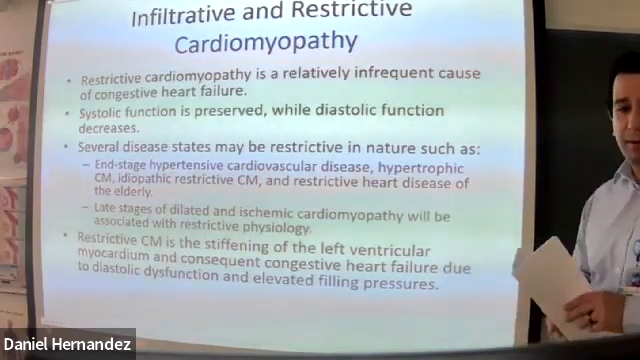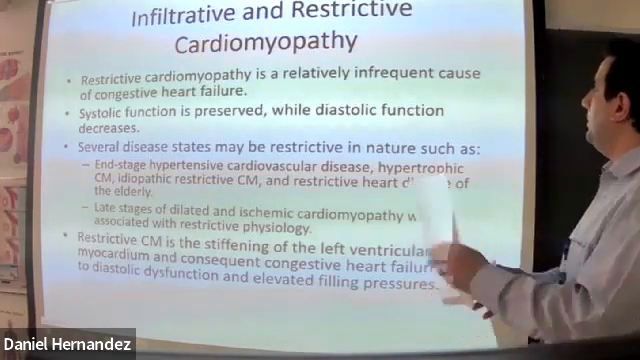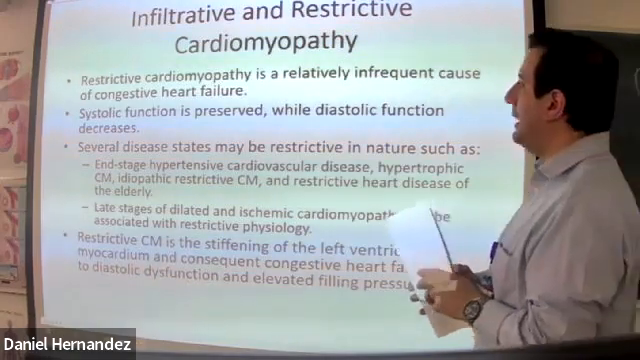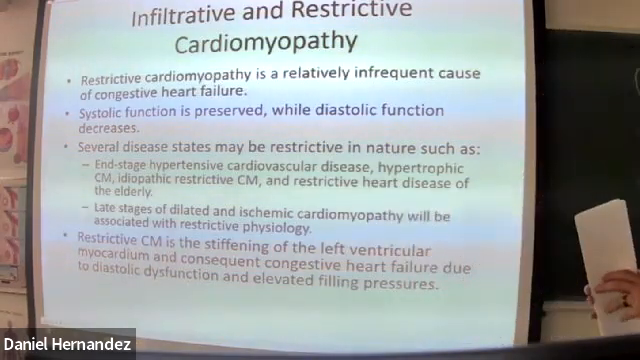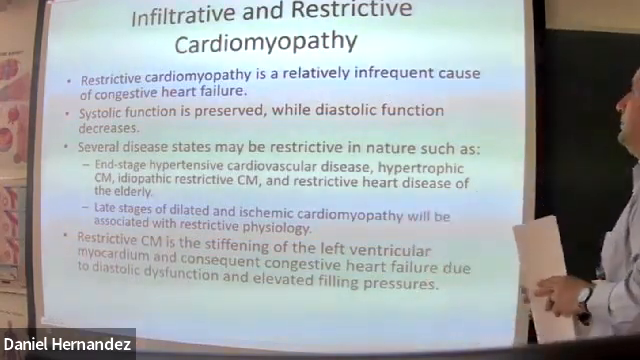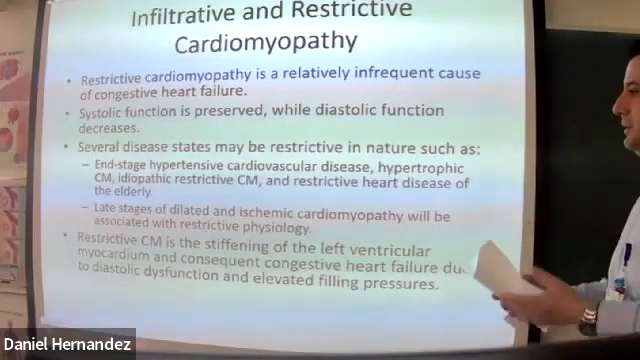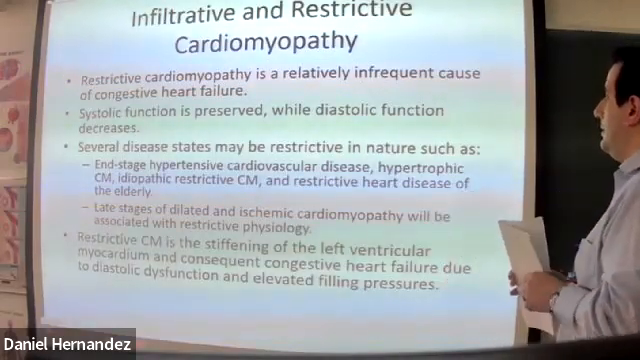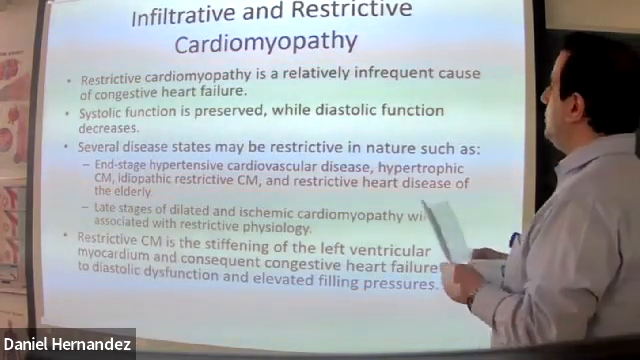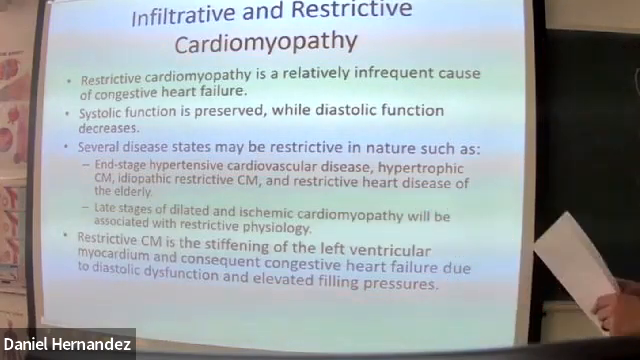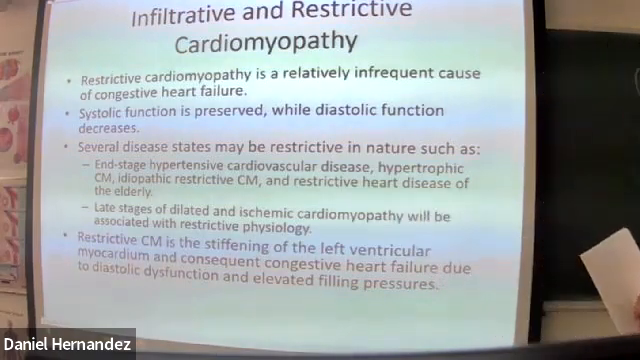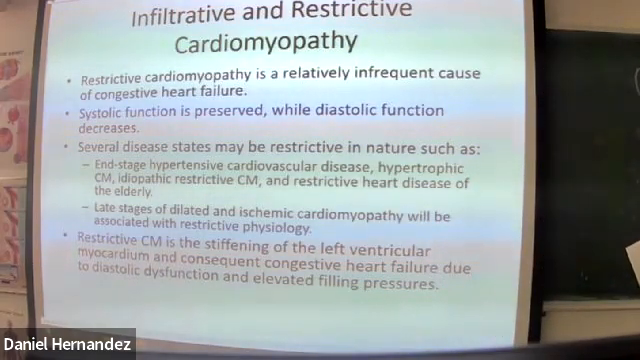So the final form of cardiomyopathy that we're going to discuss today is infiltrative and restrictive cardiomyopathy. So they kind of go hand in hand because they'll have similar appearances, and they'll have similar clinical manifestations. So with restrictive and infiltrative cardiomyopathy, it's relatively an infrequent cause of congestive heart failure.